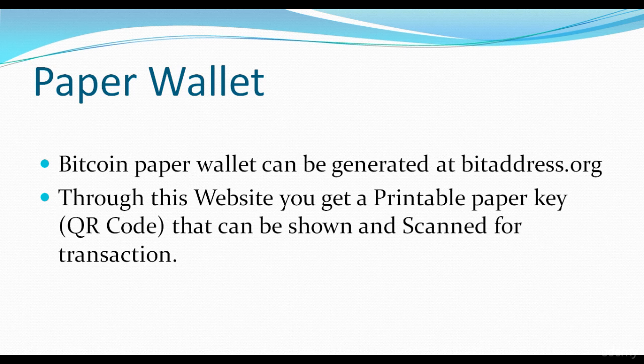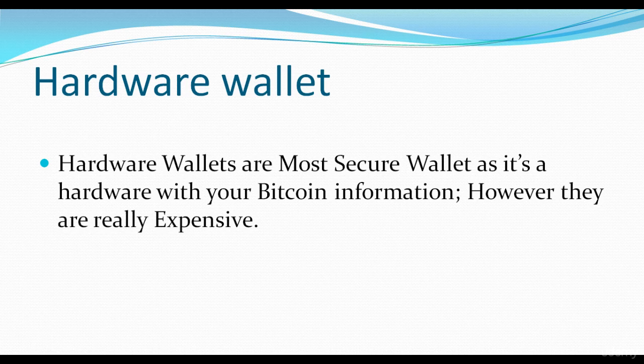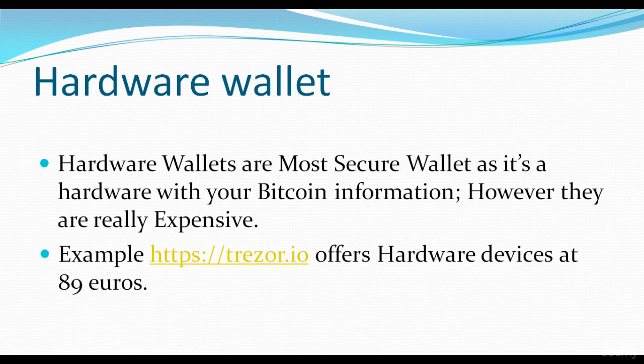Hardware wallet. Hardware wallets are the most secure wallets as it's a hardware device with your Bitcoin information. However, they are really expensive. Example, Trezor.io offers hardware devices at 89 euros, and as per my experience, this is the cheapest one.